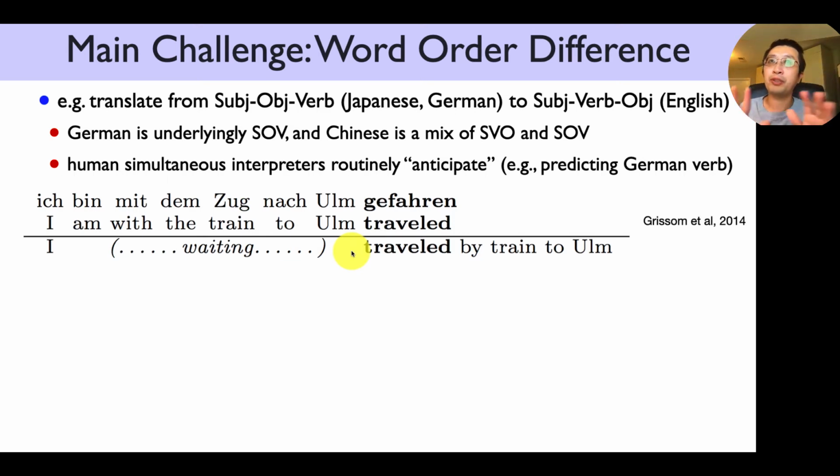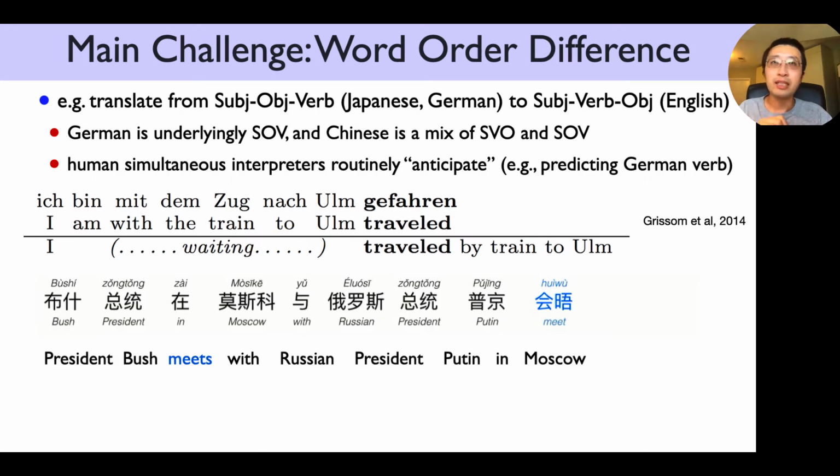But human interpreters in this situation routinely anticipate and make predictions of the German verb. For example, with the train, you already have dem Zug, with the train. You know that in this context, it's 99% that you can say something like went or traveled, right? It's fine. Even if it's not exactly went or traveled, it's something quite similar to that. So they do that kind of anticipation all the time.